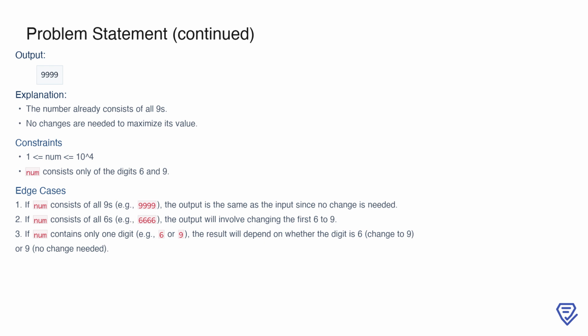Some edge cases to consider include when number is made up of all 9s, where the output will simply be the input, as no change is needed. Another edge case is when number consists of all 6s, such as 6666. Here, the optimal solution is to change the first 6 to a 9, resulting in 9666. Lastly, if number is a single-digit number like 6 or 9, the result will depend on the value of that single digit. Change it to 9 if it's 6, and leave it as is if it's already 9.